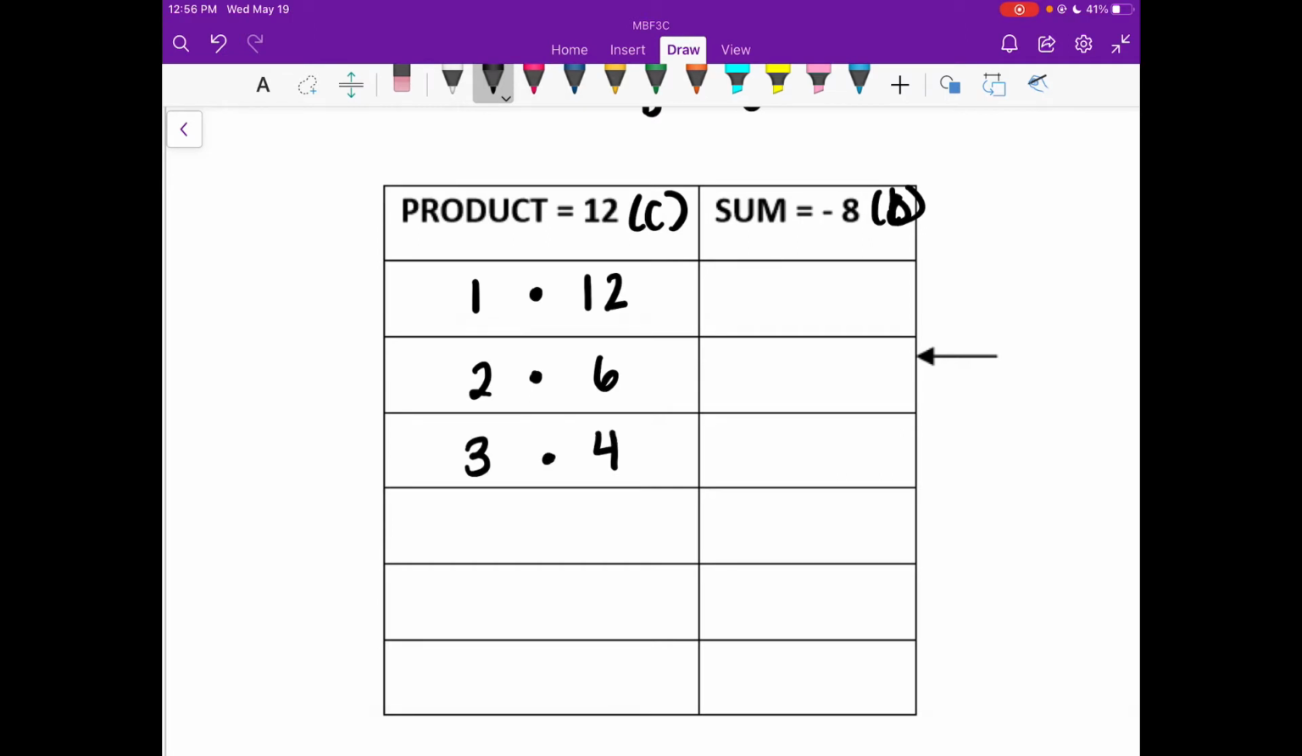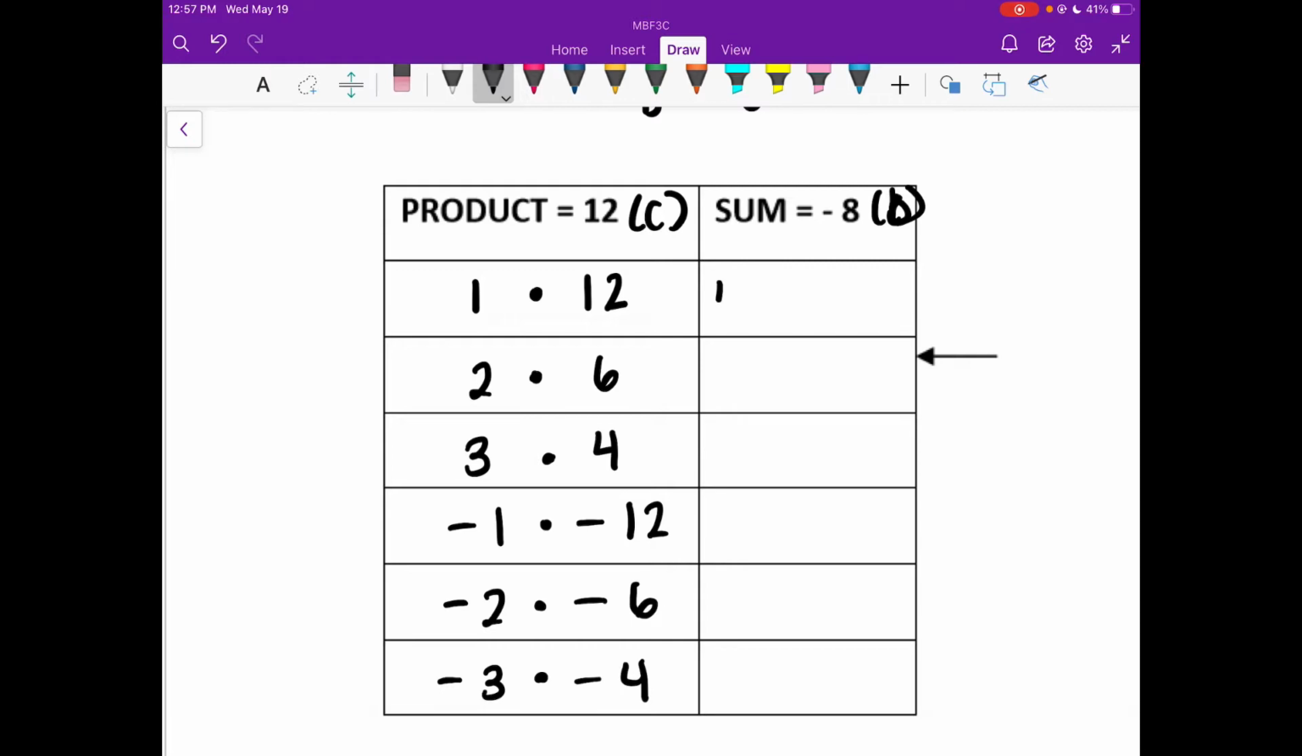And on the flip side, I can do negative 1 times negative 12, and they both have to be negative because it's giving me a positive. I can do negative 2 times negative 6. I can do negative 3 times negative 4, right? Those are pretty much all I can do. So let's go in and say, all of these will give me 12, but which one of these will give me negative 8 if I add them together?